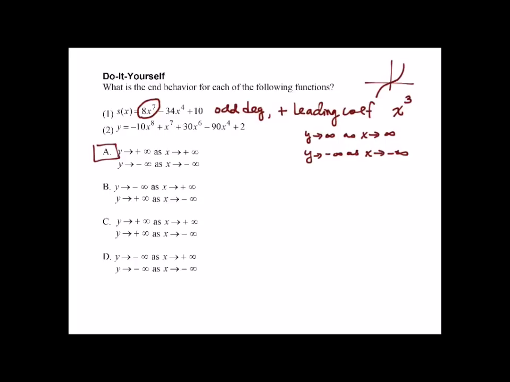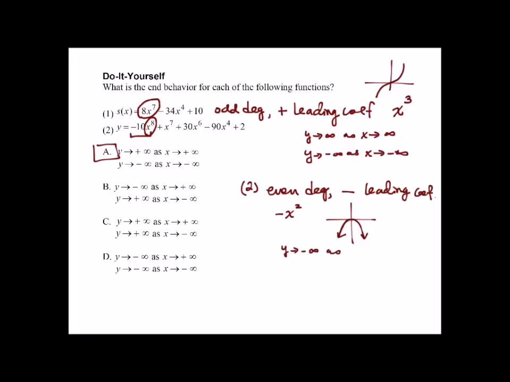For the second function here, we notice that this is an even degree with a negative leading coefficient. So its graph must look similar to the graph of negative x squared, which we know looks like the downward facing parabola. The end behavior on that would be y goes to negative infinity as x goes to positive infinity, and y goes to negative infinity as x goes to negative infinity as well. And that is exactly option D.